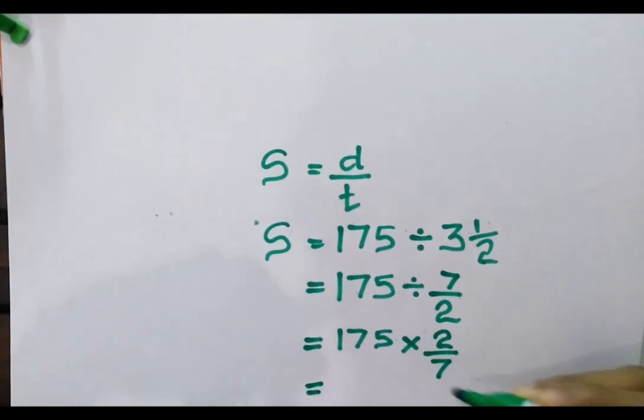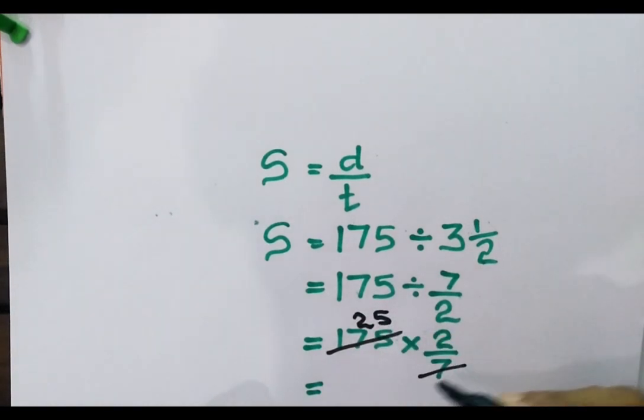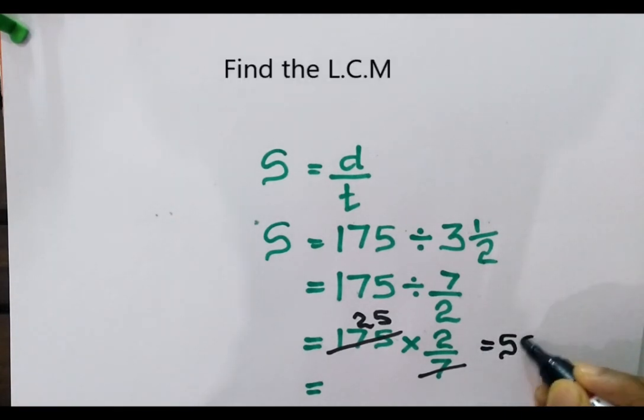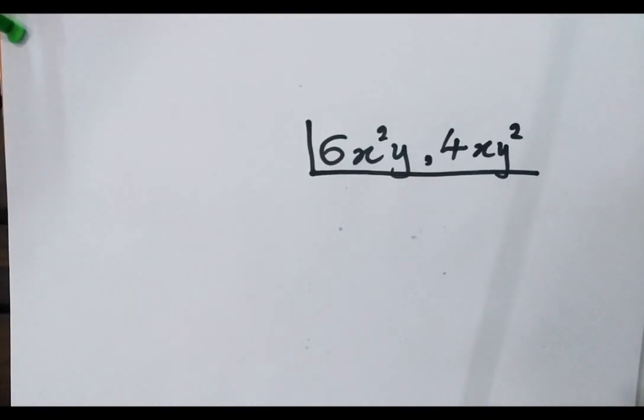Fine. So 7 and 175 we can cancel easily. 7 times 25 is equal to 175. So 25 twos are, how much is that? That's 50. And the units are kilometers per hour. That's the answer.